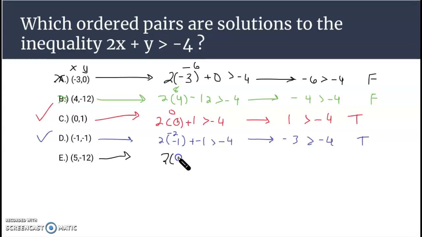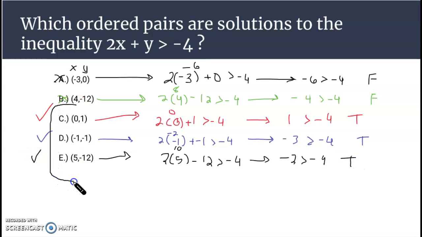2 times 5, -12. Greater than -4. 2 times 5 is 10. 10 minus 12 is a -2. Is -2 greater than -4? Yes, it is. So we actually have 3 true statements. 3 of these ordered pairs make the inequality true.